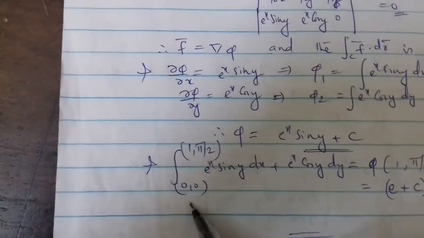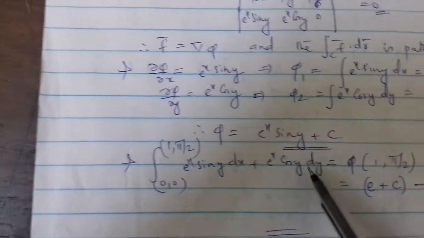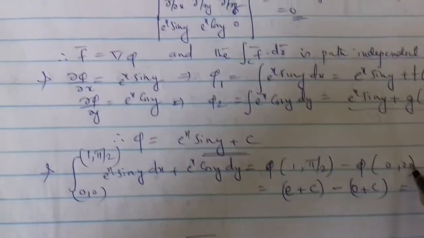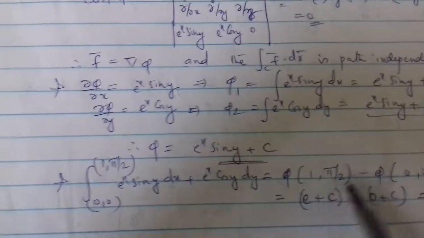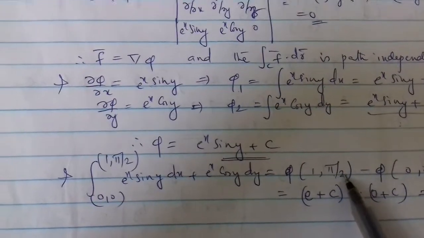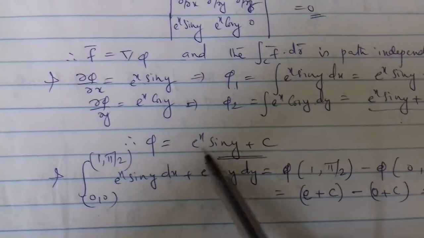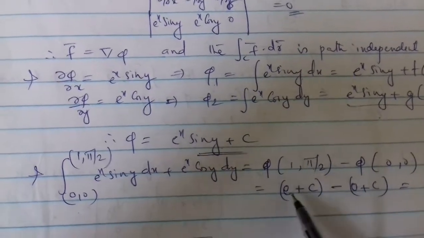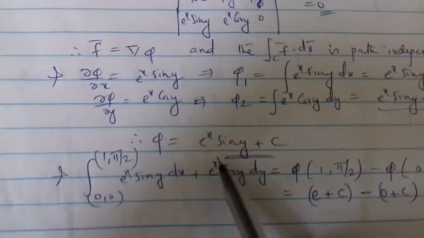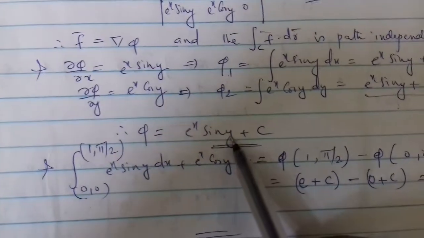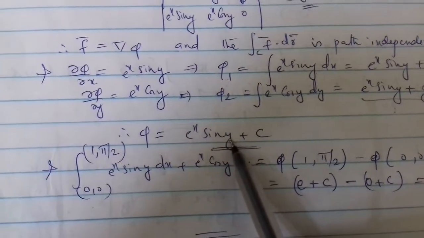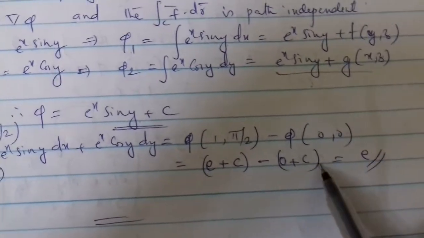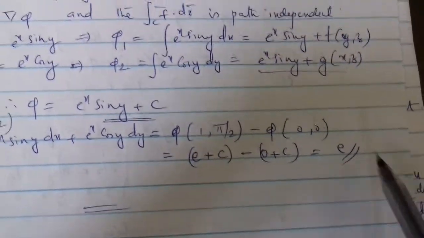Then what is the integral from 0 to (1, pi by 2)? This is phi of the upper limit minus phi of the lower limit. Substitute 1 and pi by 2 into e raised to x sin y. What do we get? e sin pi by 2 plus c. Sin pi by 2 is 1, so e plus c. Now taking the lower limit: e raised to 0 is 1, and sin 0 is 0, so 0 plus c. So the c cancels in both places, and you get e. So the integral is e.